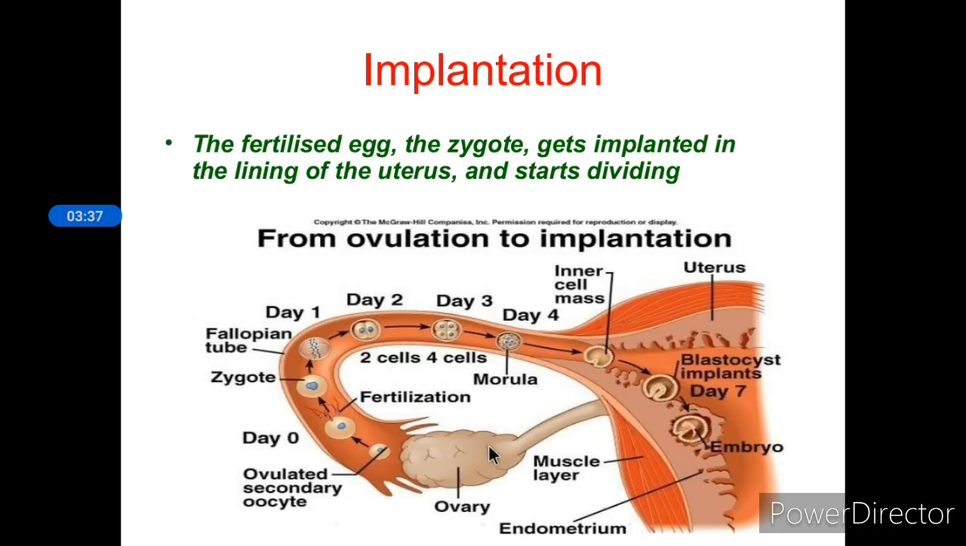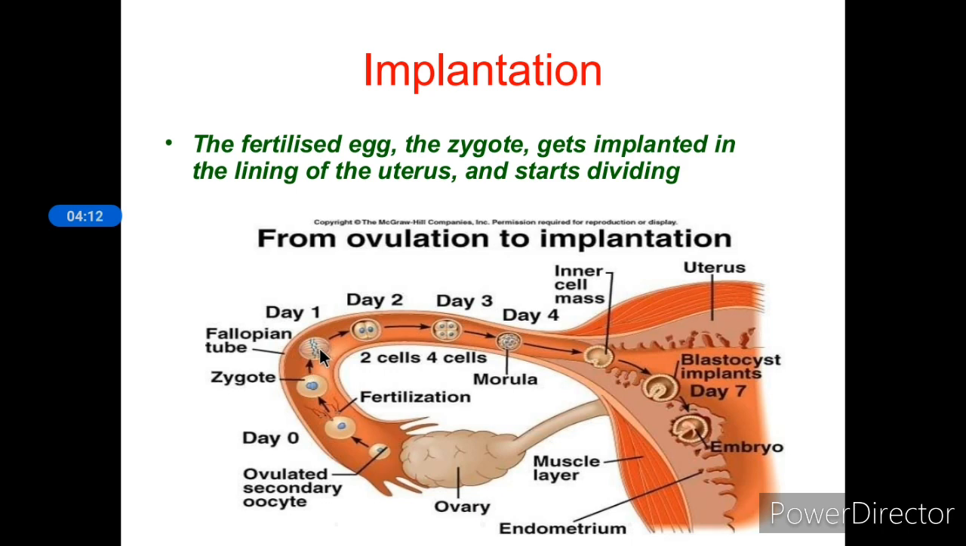Here you can see clearly how the implantation occurs. This is the ovary, and a magnified picture is shown here. The ovary releases the egg. On day 0, the sperm will enter from here, move through the oviduct and try to reach here. Here you can see the sperm trying to fertilize the egg. So fertilization, the fusion of male and female gametes, happens, and that becomes the zygote.